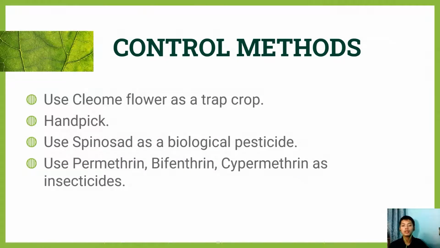There are a few control methods that can be taken to control harlequin bugs. They are: use cleome flower as a trap crop, hand pick, use spinosad as a biological pesticide, and use permethrin, bifenthrin, and cypermethrin as insecticide. Next is the flea beetle.